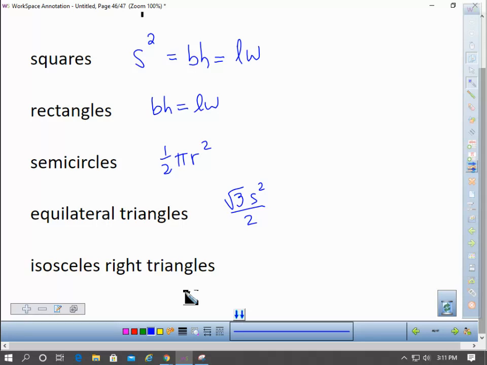I was trying to find one real quick. Yeah, it's radical 3 over 4. Yeah, I was like, I think it's over 4. I don't want to lead you straight.